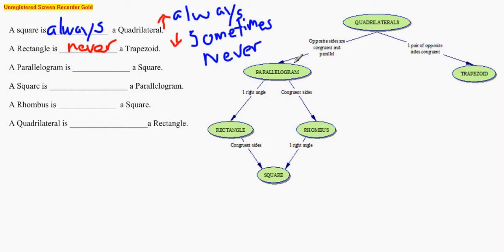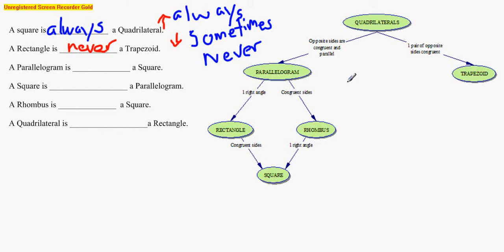A parallelogram is blank a square. A square has to have 4 right angles and 4 congruent sides, and opposite sides have to be parallel. Okay, and so you can think of it.